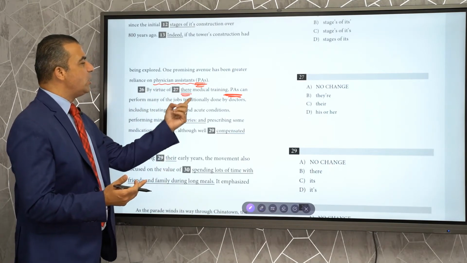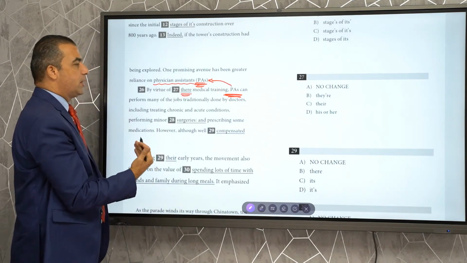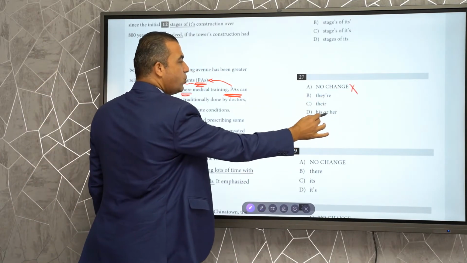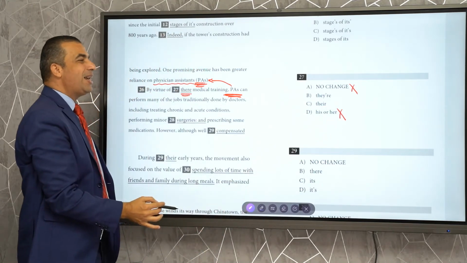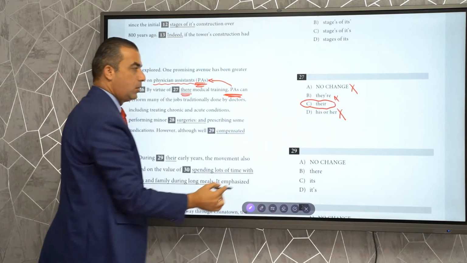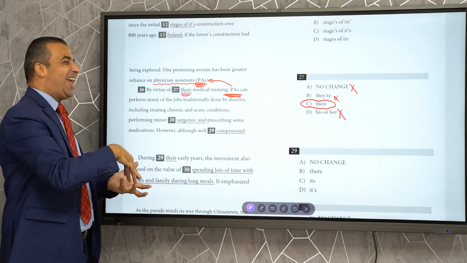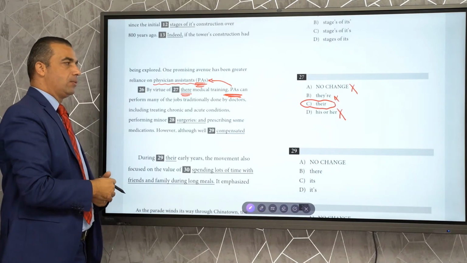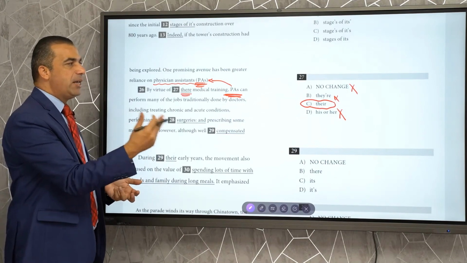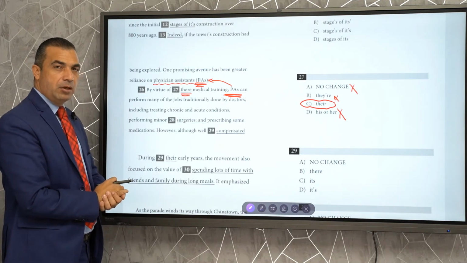So by virtue of their medical training, I'm talking about what? PAs, physician assistants. Singular or plural? Of course it is plural. So can I say there? Of course not. Can I say his or her? Of course not. Can I say they are medical training? Of course not. I'm talking about their. I use a possessive pronoun, which is their, because I'm talking about the PAs' medical training. Physician assistants' medical training. So by virtue of their medical training, PAs can perform many of the jobs traditionally done by doctors. Got it again?